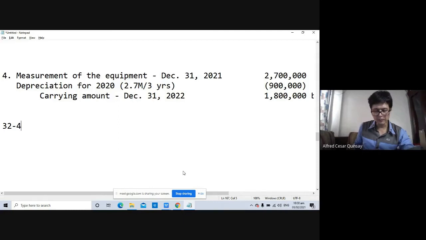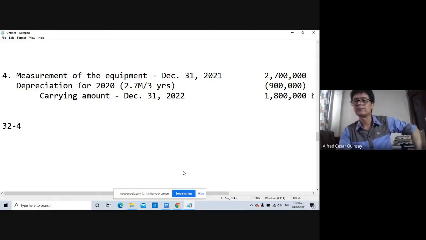The lower of carrying amount and the recoverable amount, the higher of carrying amount and the recoverable amount, the lower of carrying amount on the basis that the asset had never been classified as held for sale and recoverable amount, the higher of carrying amount on the basis that the asset had never been classified as held for sale. So the best choice there is letter C. Ito yung ginagawa natin sa application kanina. So letter C, number 10.